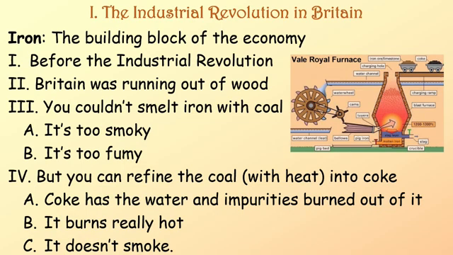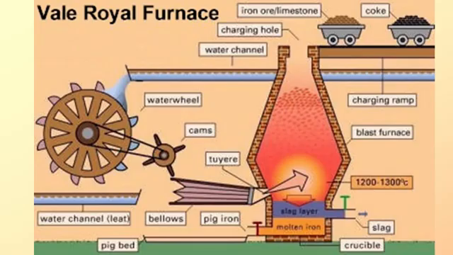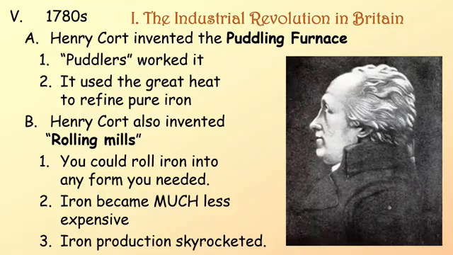Before the Industrial Revolution, Britain was running out of wood, and you couldn't smelt iron with coal. Coal burns too smoky, it's too fumy. But you could refine the coal with heat into coke. Coke has the water and impurities burned out of it, and it burns really hot, and it doesn't smoke. Here's a picture of the Vale Royal Furnace.